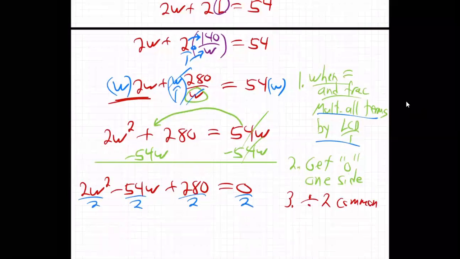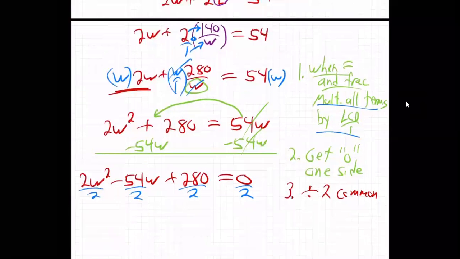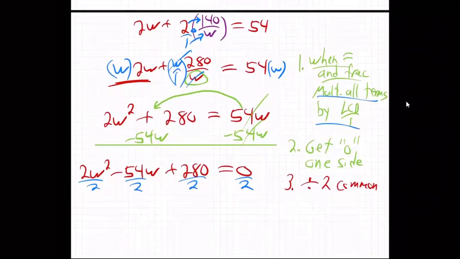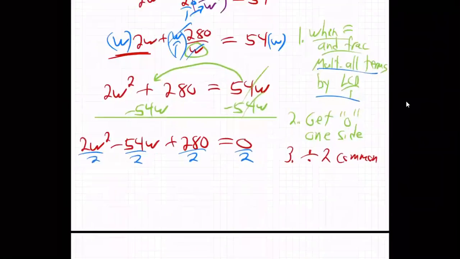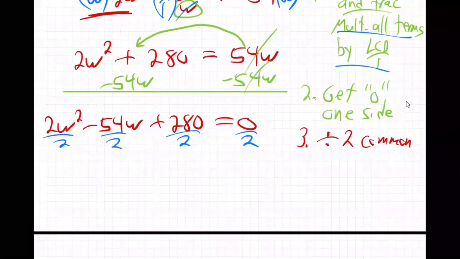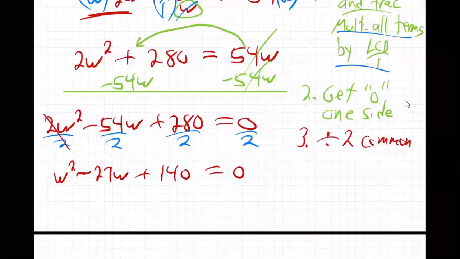Let's just, right, because you're doing the same thing to both sides of the equal sign. You can always do whatever you want as long as you do it to both sides of the equal sign. So I divided through, and so cancel. Okay, so that's 27W, and this is 140. And 0 divided by 2, half a 0 is just 0, huh? All right, now what do we do?